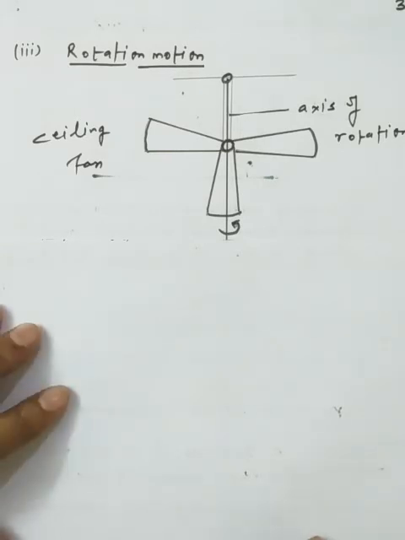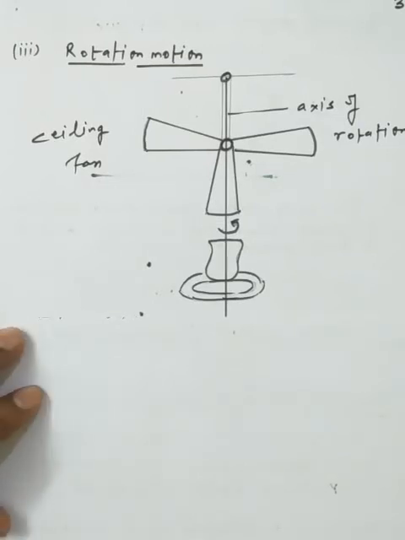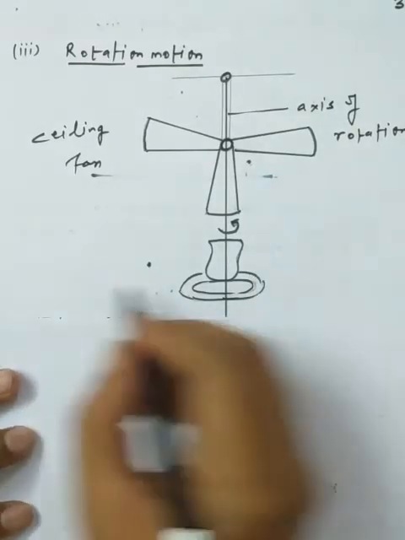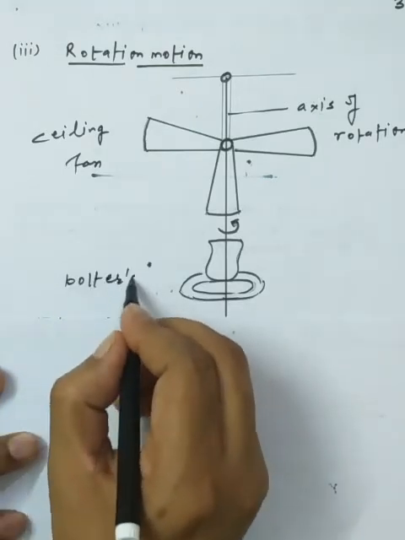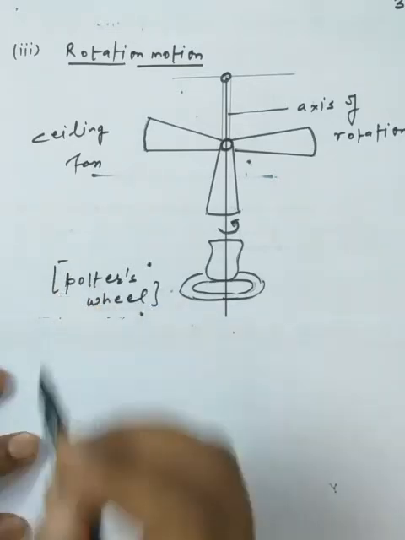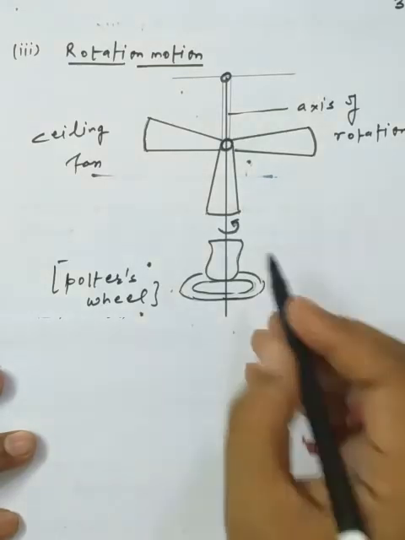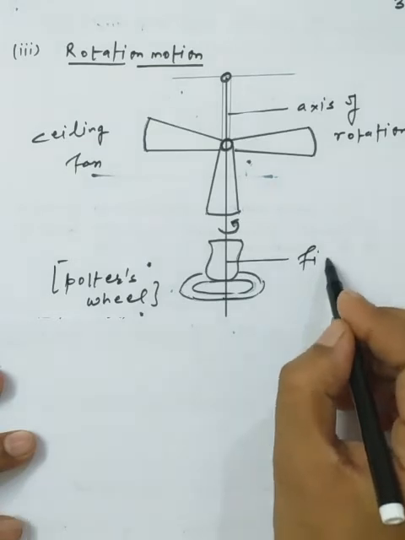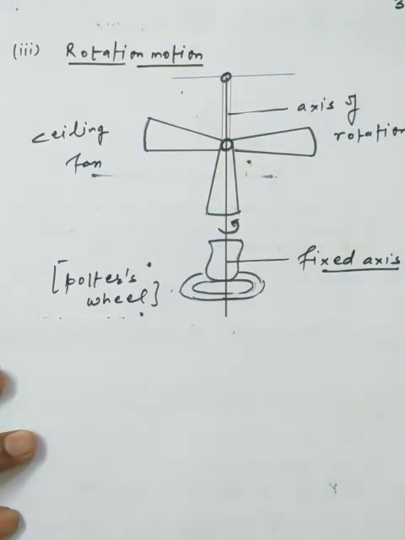Now another motion of an object about a fixed axis, that is, motion of an object about an axis of rotation, is the potter's wheel we have. The potter's wheel is making rotation about its axis of rotation, that is a fixed axis we have. Now this axis is the fixed axis. So we can easily understand.